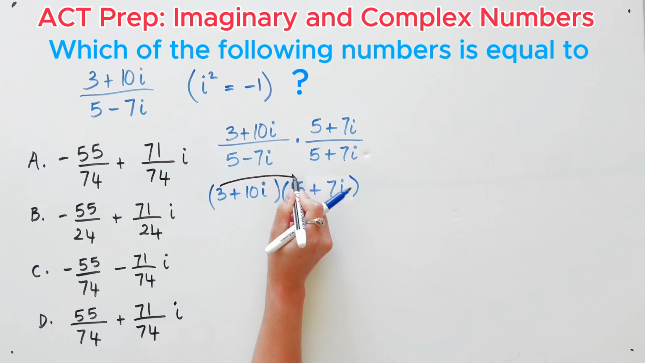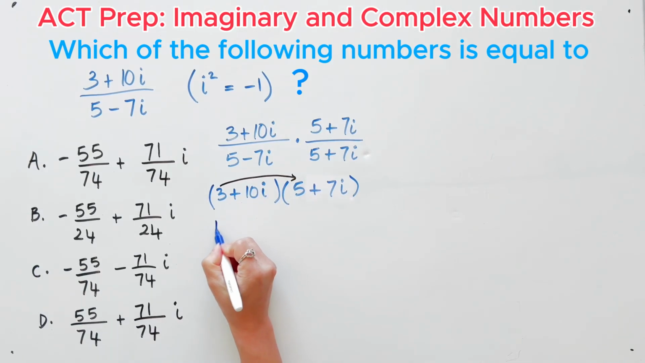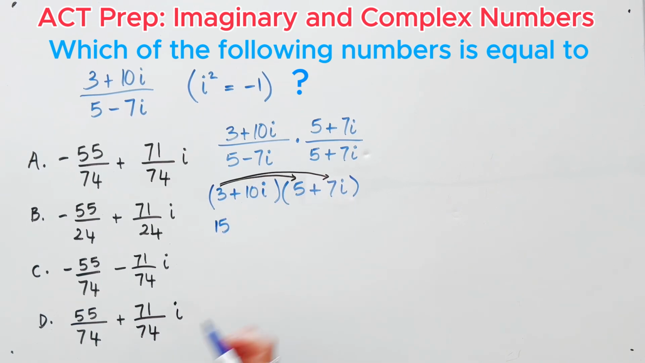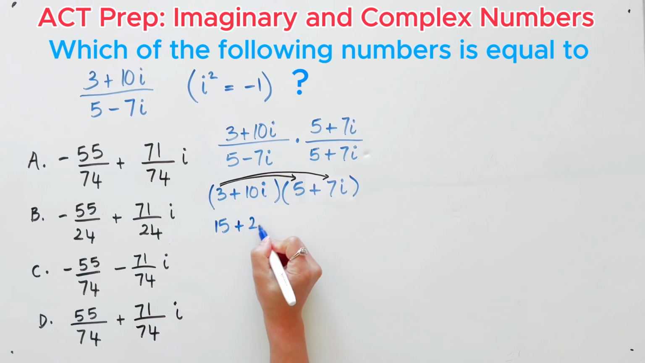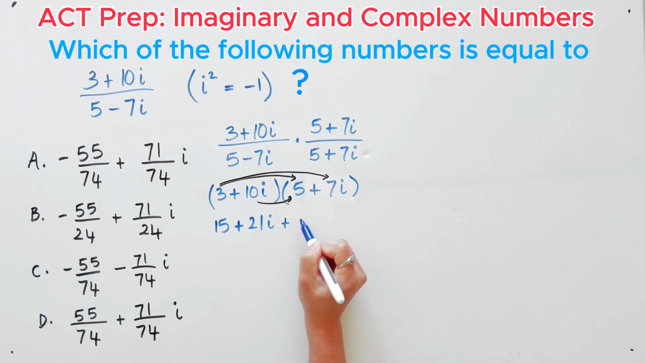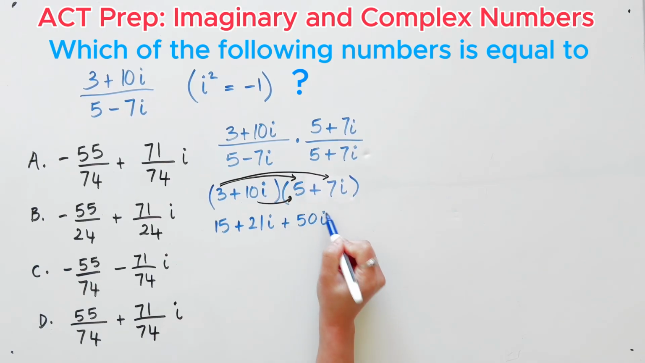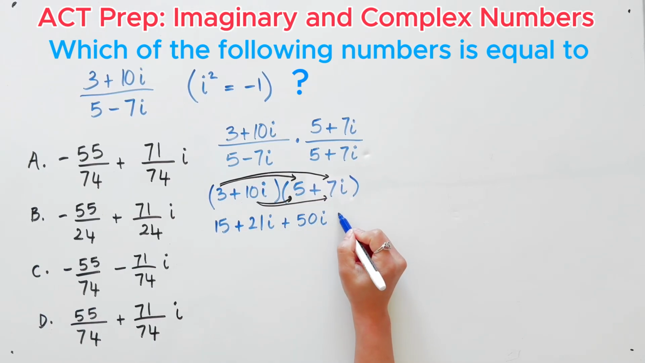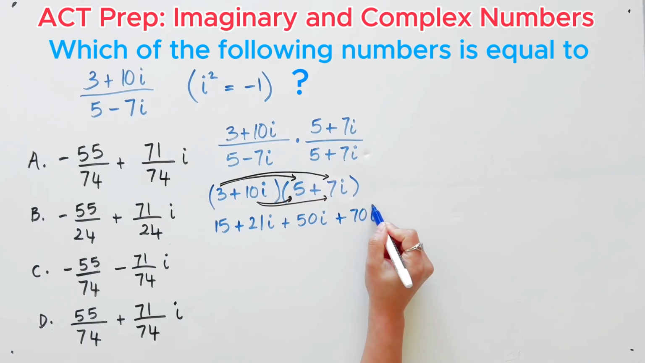So 3 times 5 is 15. 3 times positive 7i is plus 21i. 10i times 5 is 50i. And 10i times 7i is 70i squared. Now combine like terms and replace i squared with -1.